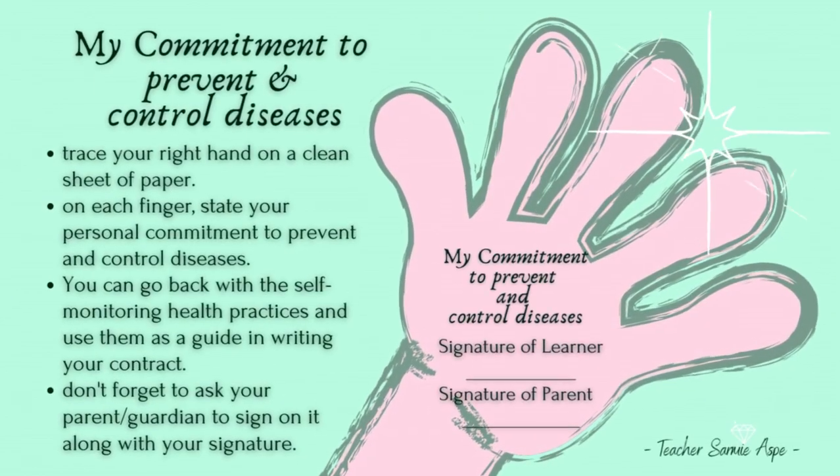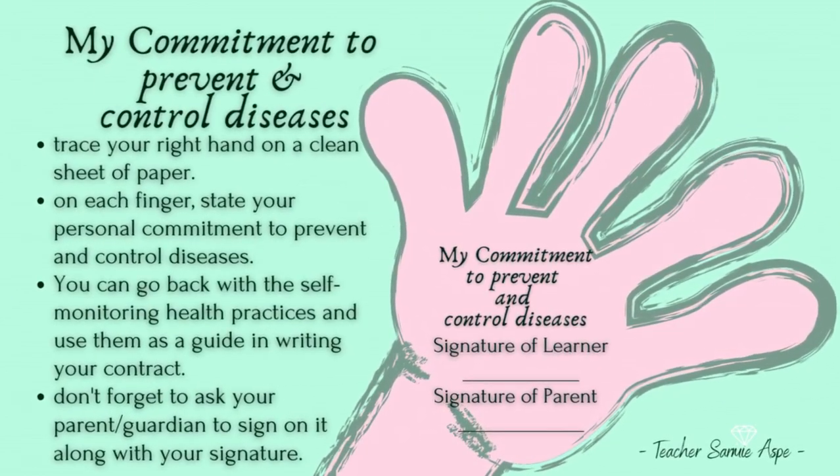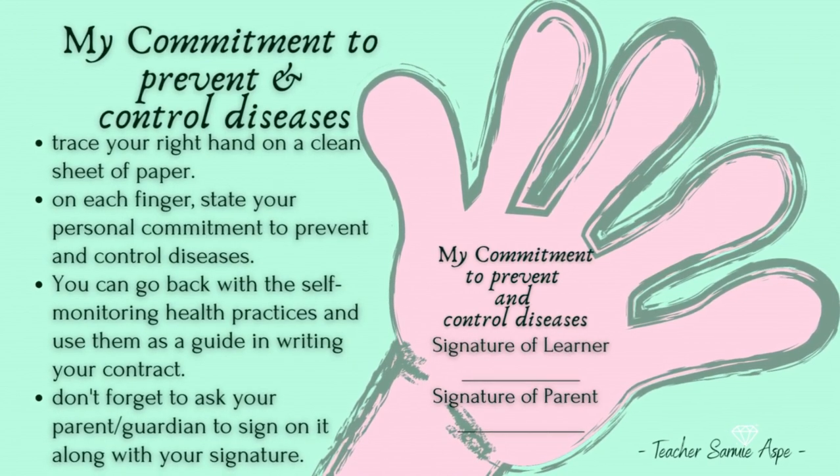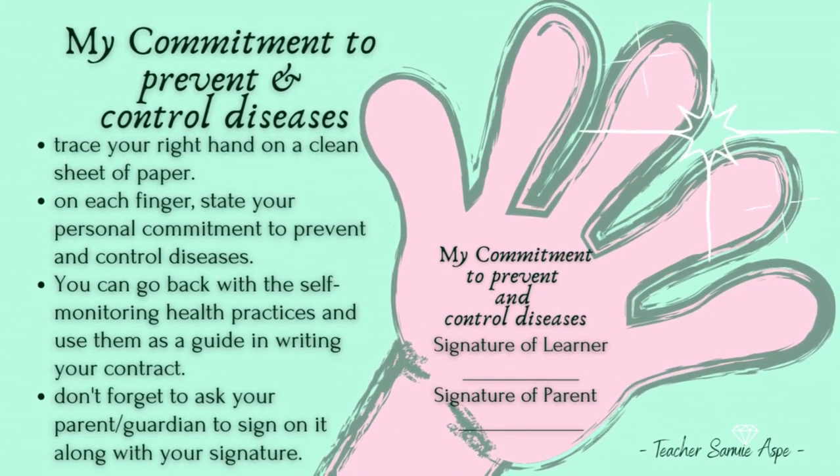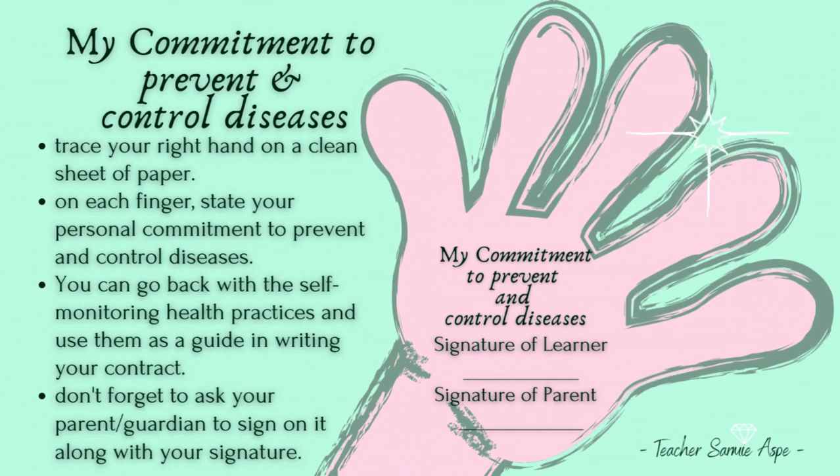And for your activity entitled My Commitment to Prevent and Control Diseases, you are going to trace your right hand on a clean sheet of paper. On each finger, you will state your personal commitment to prevent and control diseases. You can go back with the self-monitoring health practices and use them as a guide in writing your contract. Don't forget to ask your parent or guardian to sign on it along with your signature.